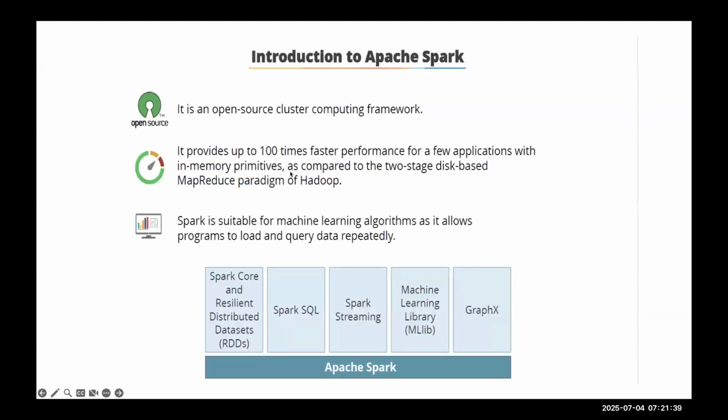I told you, right? See here, it is mentioned in the second point. It provides up to 1,000 times faster performance for a few applications with in-memory primitives, as compared to the two-stage disk-based MapReduce paradigm of Hadoop. Actually, MapReduce was using disk as well as memory. It was doing the calculation in memory and then keeping that output on the disk. Spark does everything in memory, so that's why it is much faster than MapReduce. You can read more about it because that is an interview question.